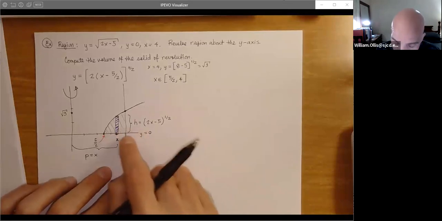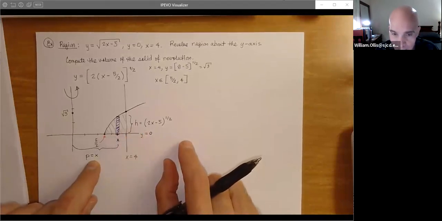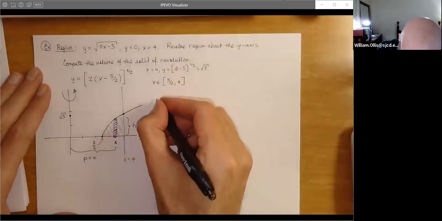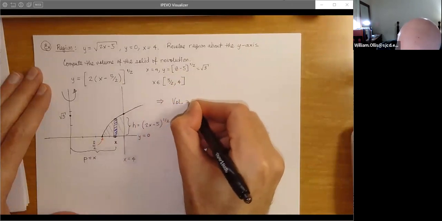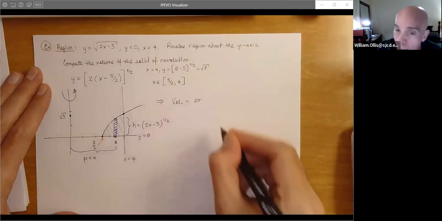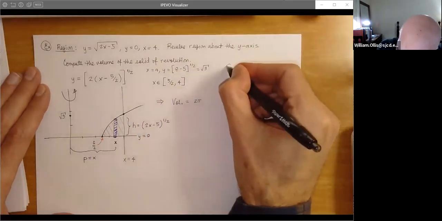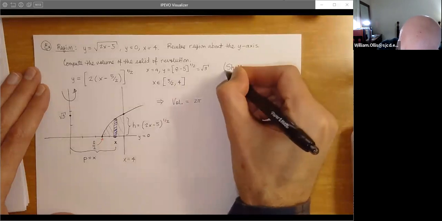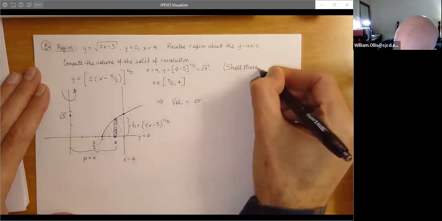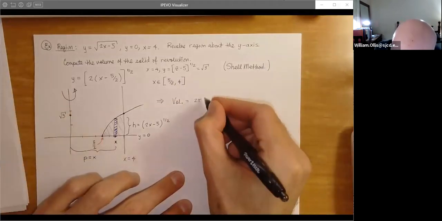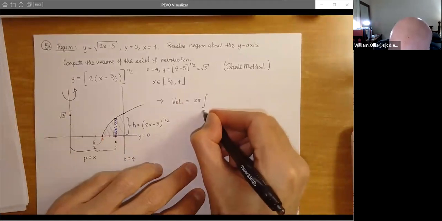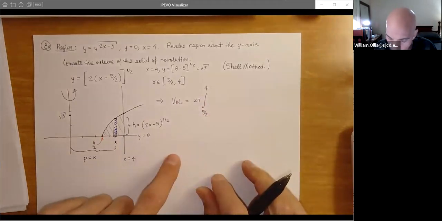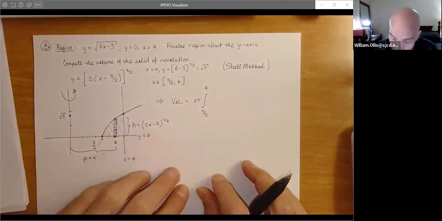So now with everything that we have here, again, we have the distance to the axis of revolution and the height of the strip. We can go ahead and write down our integral. So we have volume. Remember the 2 pi as opposed to just pi with the shell method. So again, I'll just write here shell method. And so now, lower limit 5/2, upper limit 4. And now when we look at everything, we have our x and we have our h.